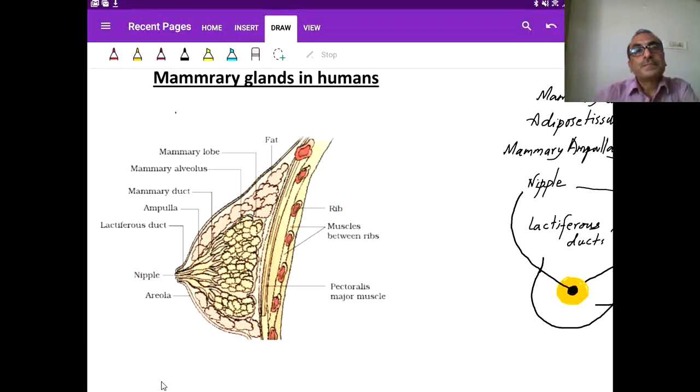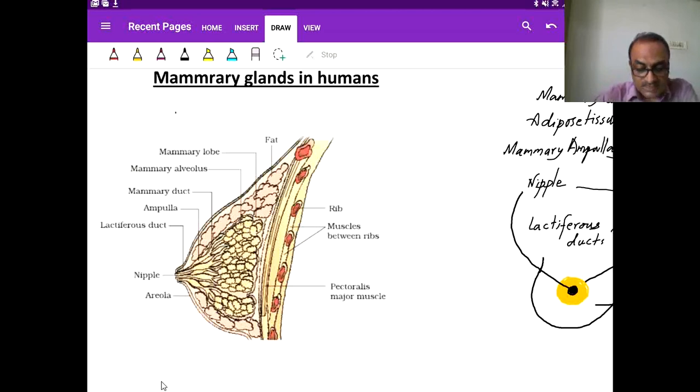Dear students, today let us know about mammary glands. It's also a part of the study of the female reproductive system. As we know, we human beings are also mammals, and all mammals have one common character, that is the presence of mammary glands. Mammary glands serve a very important purpose, that is feeding the young ones. At least for 6 months, the newborn baby should be fed with mother's breast milk only.